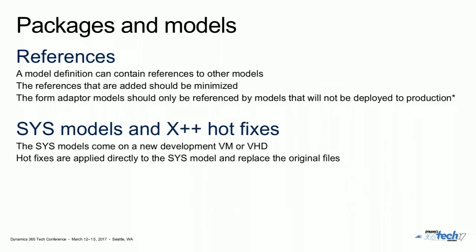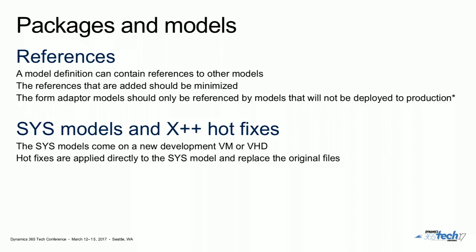So the references: a model is defined with references, and it can contain references to other models. So the app suite, being the sort of catch-all, has references to just about everything that's not test related. For models you create, you should minimize the references. Don't add references that you don't need. A good example of this is don't include form adapter references in your models that are going to production, because for one thing, the deployment will fail because of it, and because the form adapters themselves are not deployed to production.